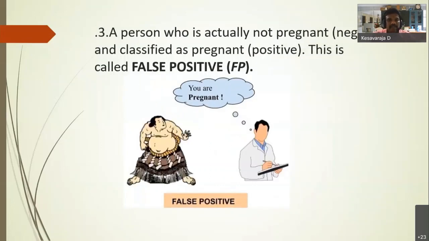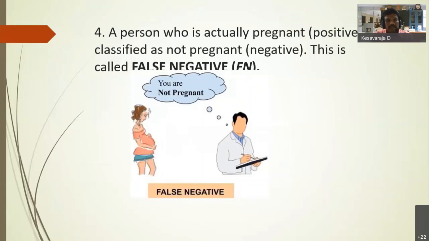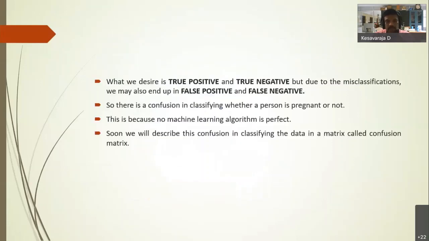Now, a person having a big belly, but the system wrongly identifies you are pregnant. That's called false positive: positive but wrong. Then the person was pregnant, but the system wrongly identified you are not pregnant. That's called false negative. So these are the 4 states.